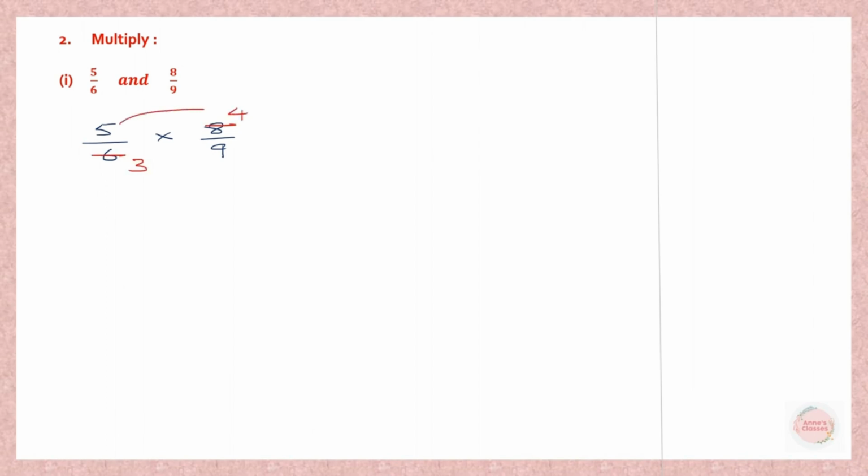So we're going to multiply the numerators. 5 fours are 20, and the denominators, 3 nines are 27. So our answer here is 20 by 27.